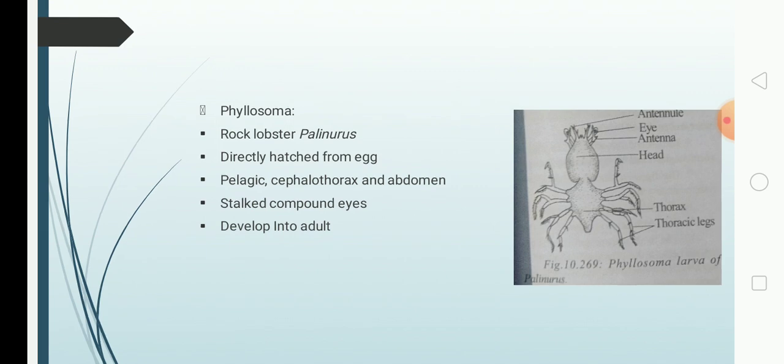So what is the significance or importance of these larval stages in crustacea? These larval stages play an important role. First of all, they help in dispersal of the species. They also help in studying the relation between the different groups of crustacea, because different members of the crustacea have one or two common larval forms, but in adulthood they differ.